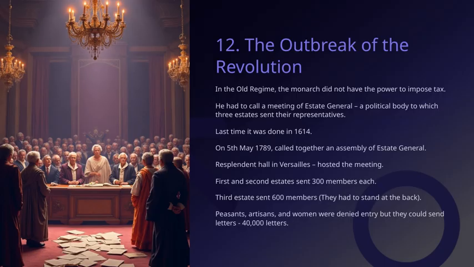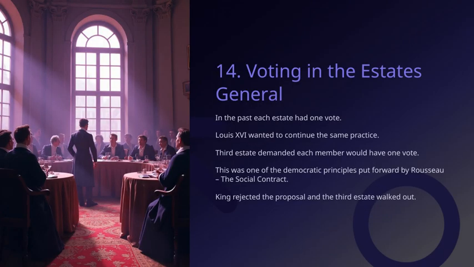This gathering was a crucial moment because it marked the beginning of a collective challenge to the old regime, setting the stage for the revolutionary upheaval that was to come. Now, when it came to voting in the Estates General, each estate, clergy, nobility, and commoners, had traditionally been given one vote.